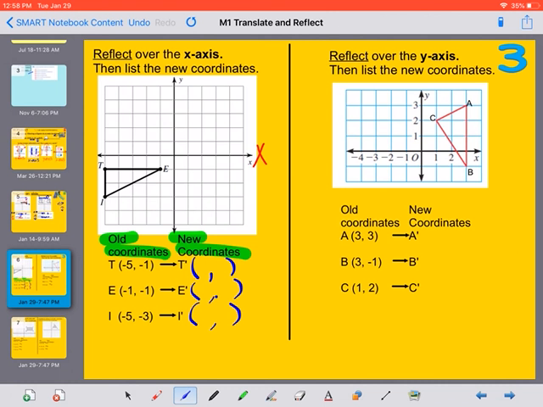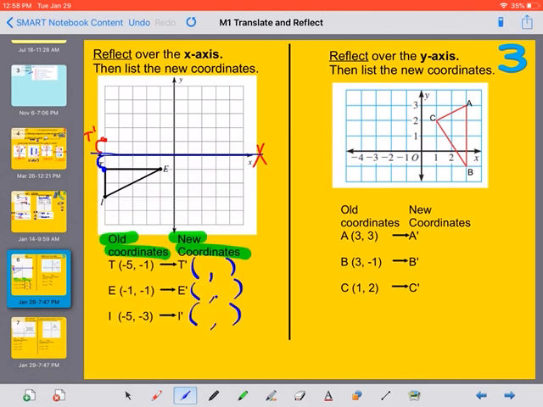So let's start. I'm going to start with T right here. T, if we're reflecting over the x-axis, we're flipping it over this line. So if it's 1 square away from the x-axis here, it should be 1 square on this side. There's our new point T. We put a little dash, T prime, so we know that's the figure, or the dot, that's moved.